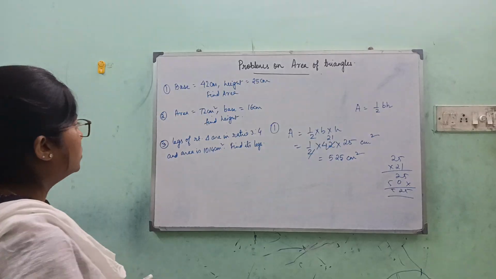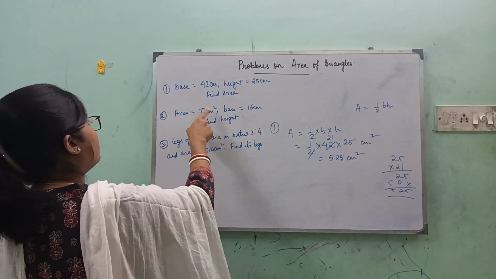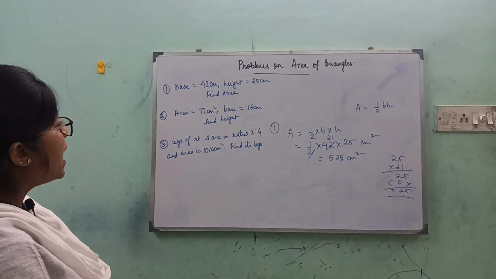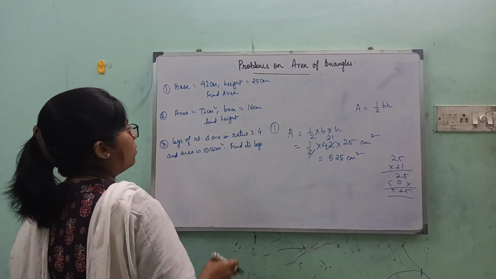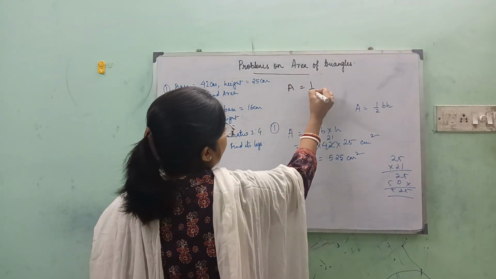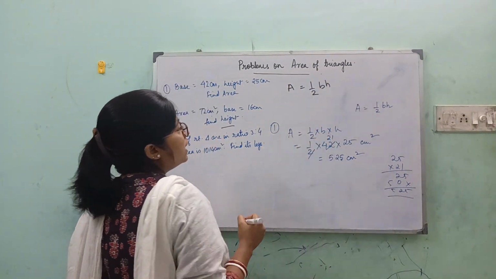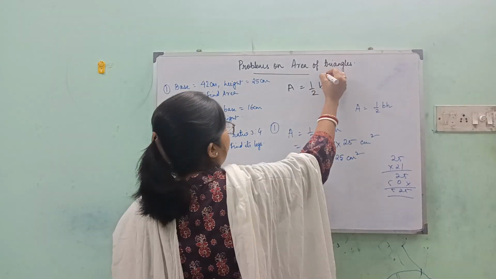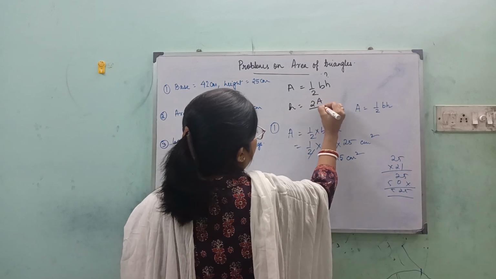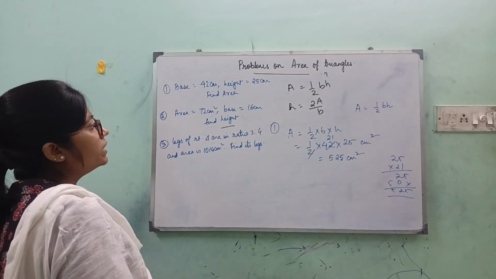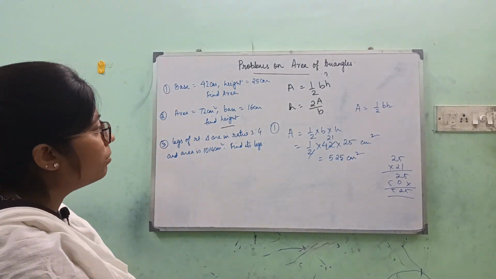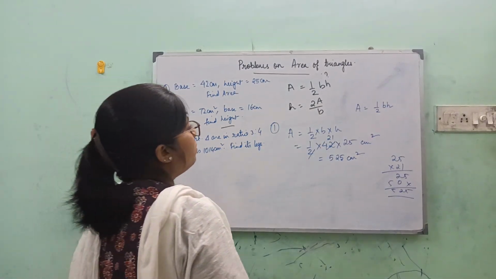Now the second solution. The area is given to you in this problem and the base is also given to you. You have to find the height. So we have the formula half into base into height as the area. If we are asked to find the height, the formula would become h is equal to 2 times area by base. Get the 2 multiplied over there with the area and divide by the base. So you are making h as the subject.